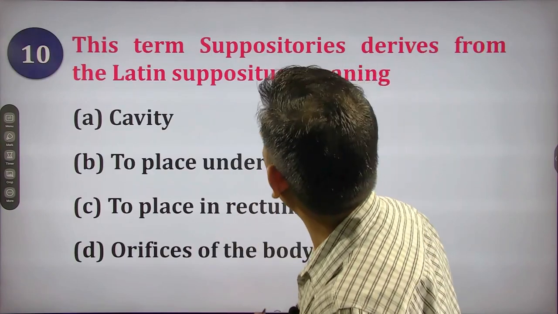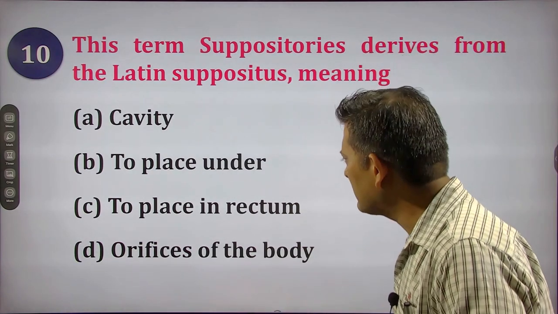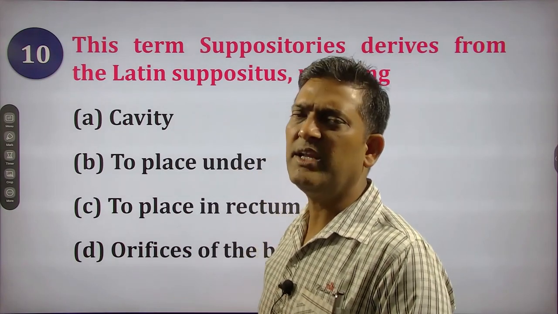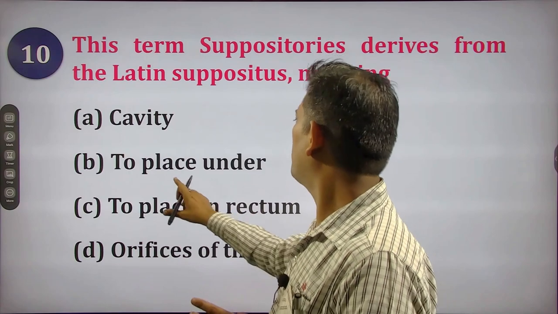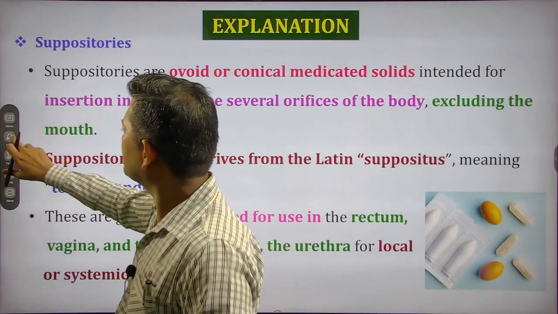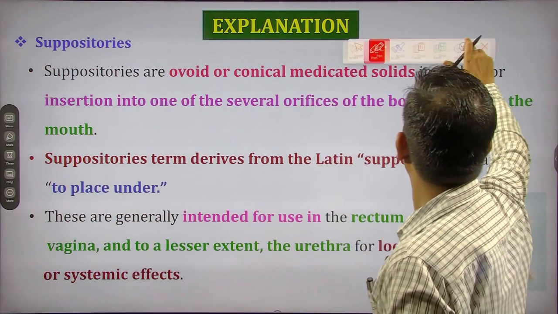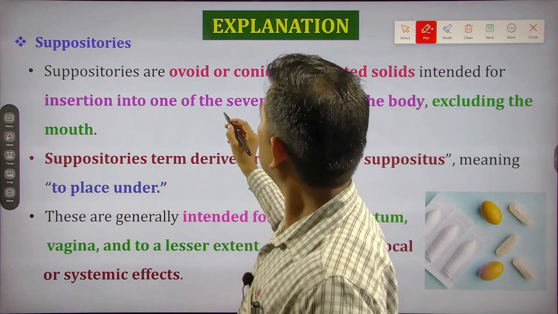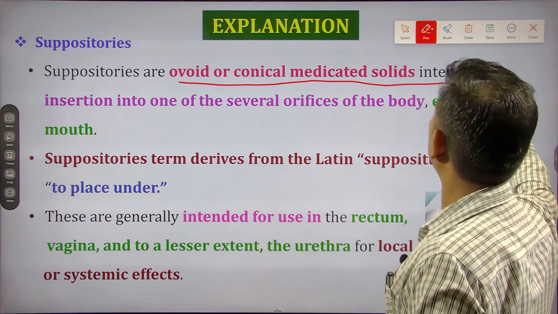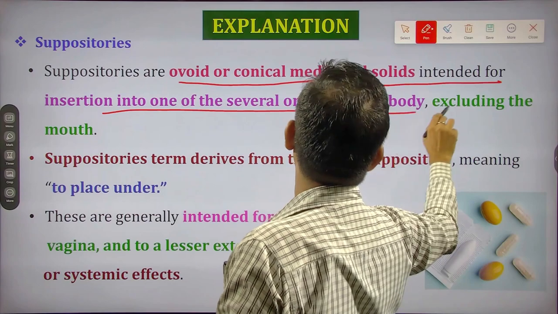Next slide. The term suppository is derived from the Latin suppositorium, meaning what? Yes, to place under. The Latin meaning of suppository is to place under. Let us see the definition of suppositories. Suppositories are ovoidal or conical medicated solids intended for insertion into several orifices of the body.